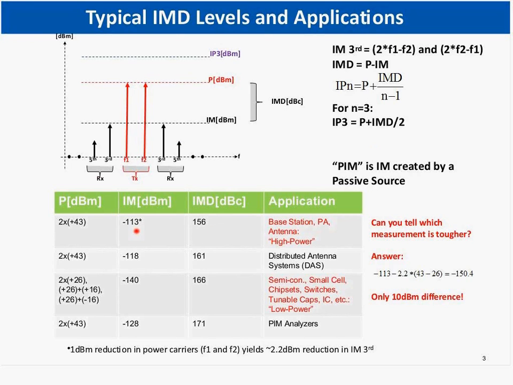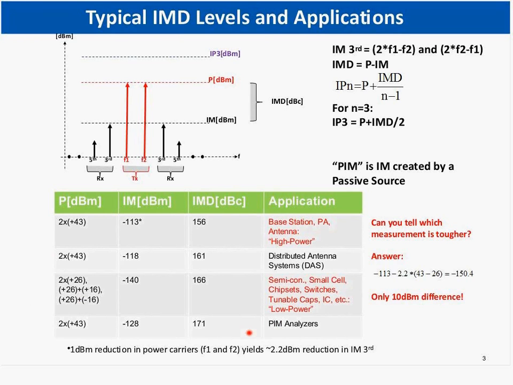Applications: 2 tones plus 43 dBm, minus 113 dBm, usually is good for base station, PAs, antenna manufacturers, measurement. In short, we call them the high power guys. 2 times 43 dBm, minus 118, a little bit deeper, is what DAS systems are usually looking for. And then we have a set of applications that are calling for 2 times 26 dBm or 16 dBm. And these are represented by the semiconductor industry applications: the small cell, chipset, switches, tunable caps, etc.